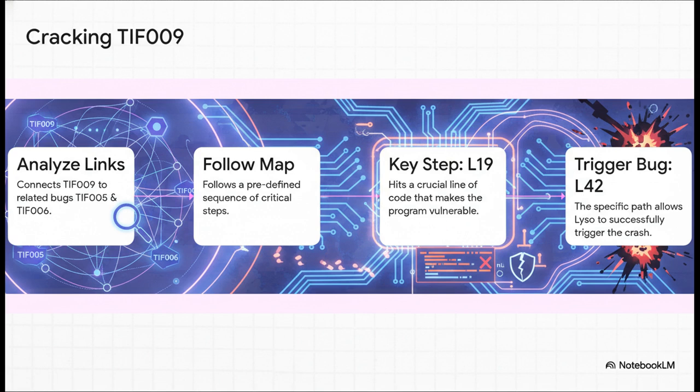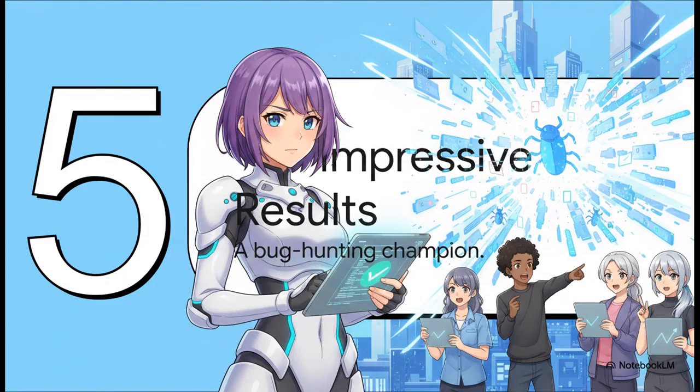Then it follows the step-by-step map. It knows it has to hit this one key clue, a specific line of code that sets a variable to null. By following that exact path, it corners the bug and bam, case closed. It triggers the crash. Other tools, they just aim for the end, completely missing that crucial step. They'd never find this.